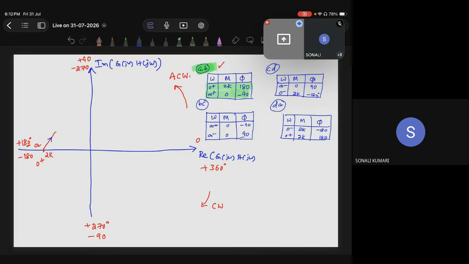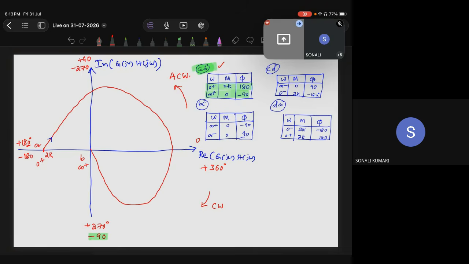Where is minus 90? So minus 90 is here. To go from 180 to minus 90, what is the path? I should first reduce one by one: plus 180 to plus 90, plus 90 to 0 degrees, and then 0 degrees to minus 90. And then magnitude is 0. This will be my B point. B point is infinity plus.